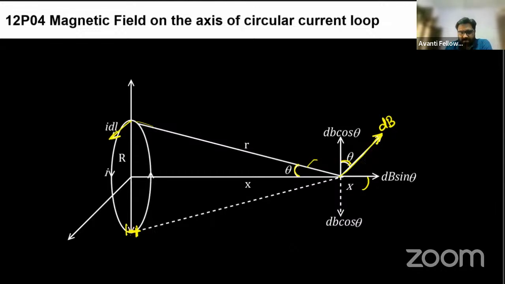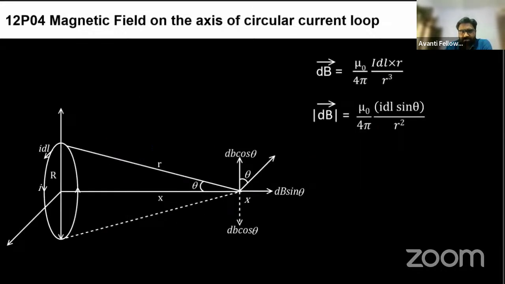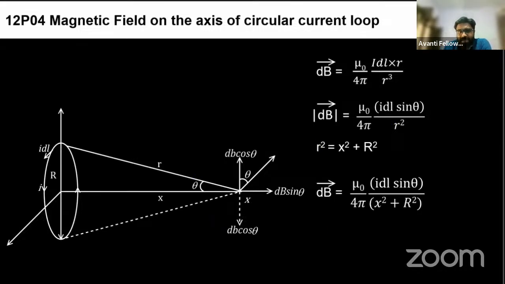ठीक है, now see here, dB vector is equal to mu naught upon 4 pi I dl cross r upon r cube. This is the Biot-Savart law. Magnitude wise it would be mu naught upon 4 pi I dl sin theta upon r square. सिंपल सी चीज है। ठीक है, now r square को क्या लिख सकते हैं? r square we can write according to Pythagoras theorem, r square is the hypotenuse, so it will be written as capital R square plus x square. The same thing we have written here. Now the dB vector would become mu naught upon 4 pi I dl sin theta over x square plus R square. ठीक है, simply we are replacing the terms, nothing else we are doing.